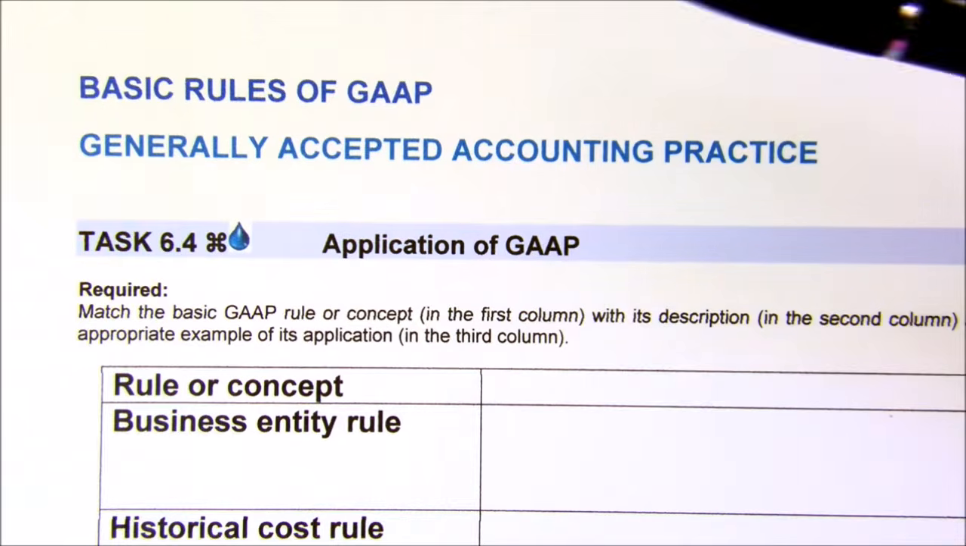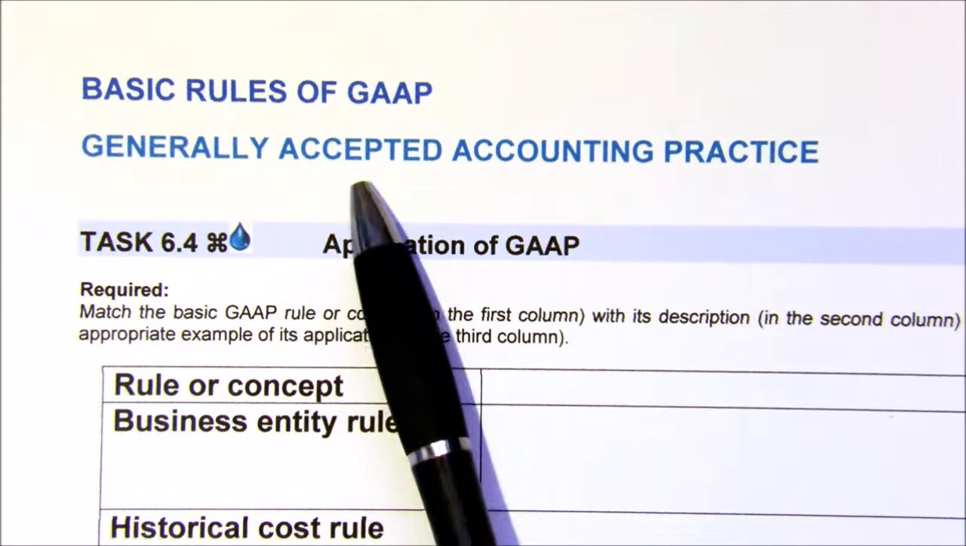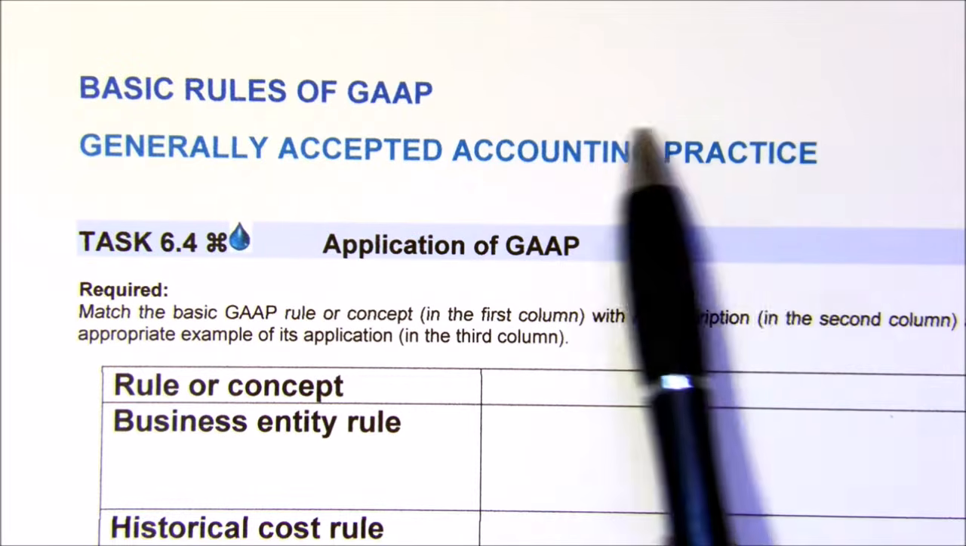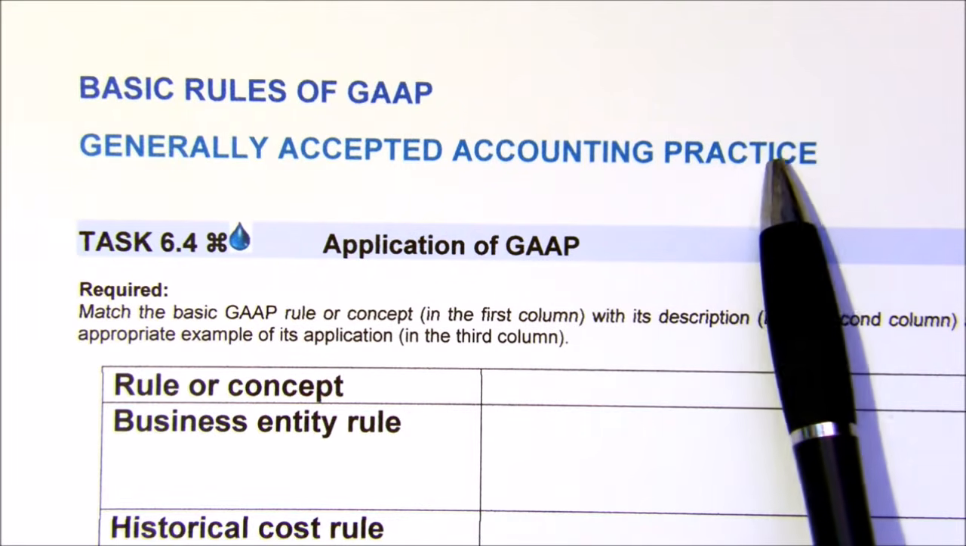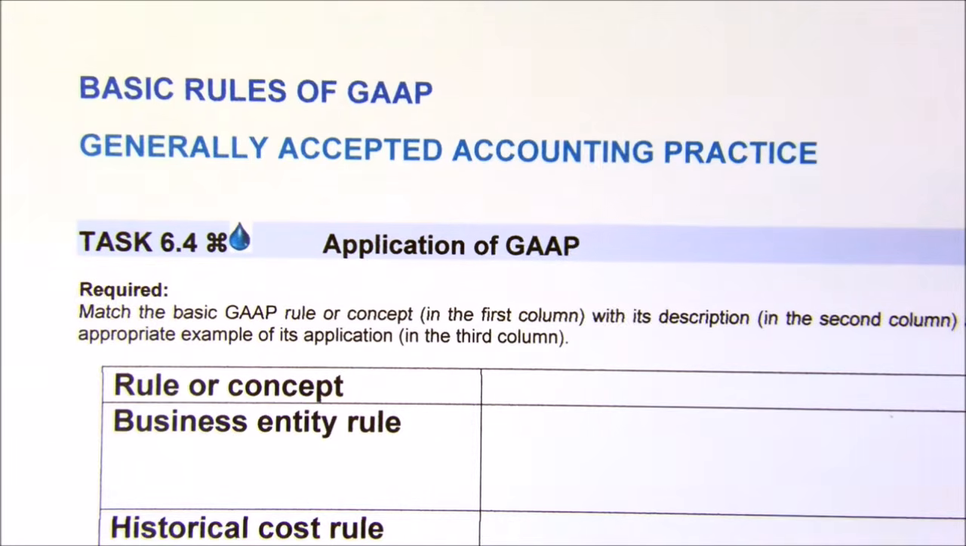All right, let's have a look at this principle of GAAP. GAAP stands for the Generally Accepted Accounting Practice. These are commonly accepted practices that accountants use out in the business world to try and get conformity, so that businesses will be reporting in exactly the same way, and therefore there can be a comparison between businesses.